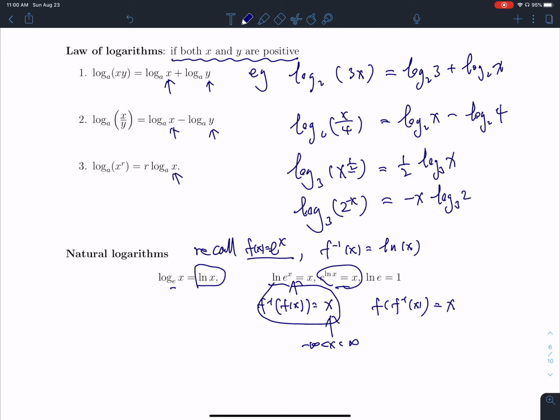All right, but this x here has to be bigger than 0. And from this result, we can see when x equals 1, what do we have? When x equals 1, natural log of e equals just 1.